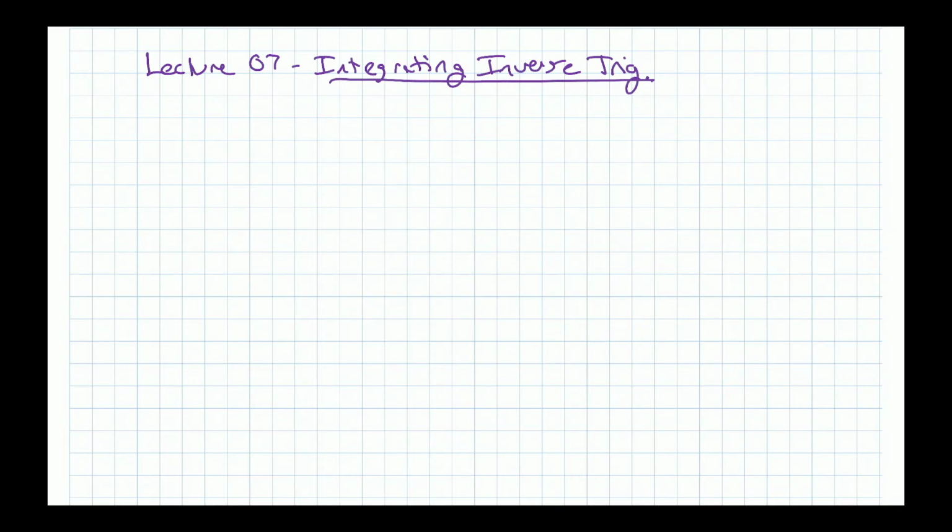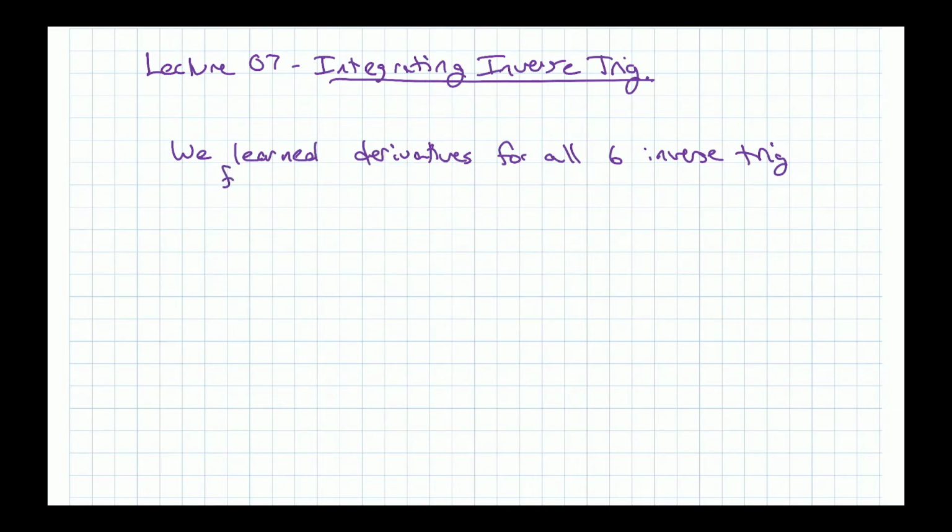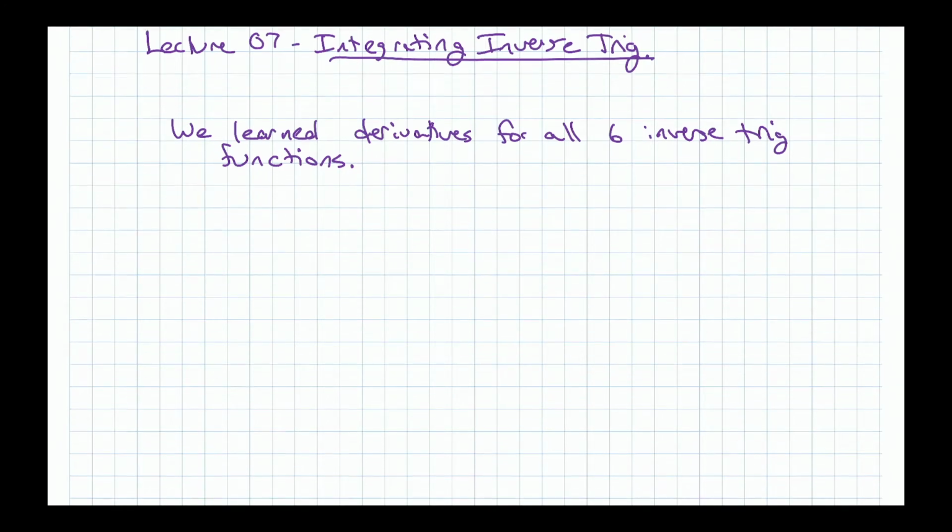So let's just say first that we learned derivatives for all six inverse trig functions. So there's an inverse sine, inverse cosine, inverse tangent, inverse secant, inverse cosecant, inverse cotangent. And you learned the derivatives of all of them. However, you don't need all six of them when we're integrating, and I'll explain why.